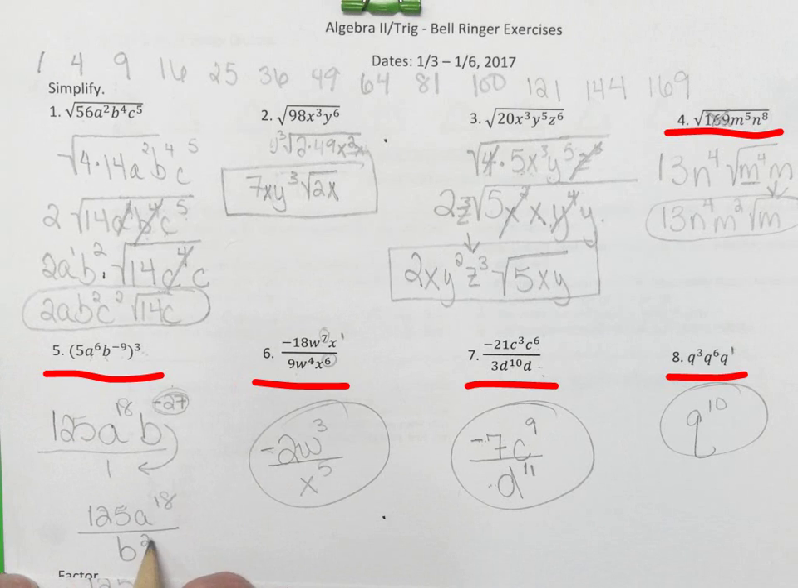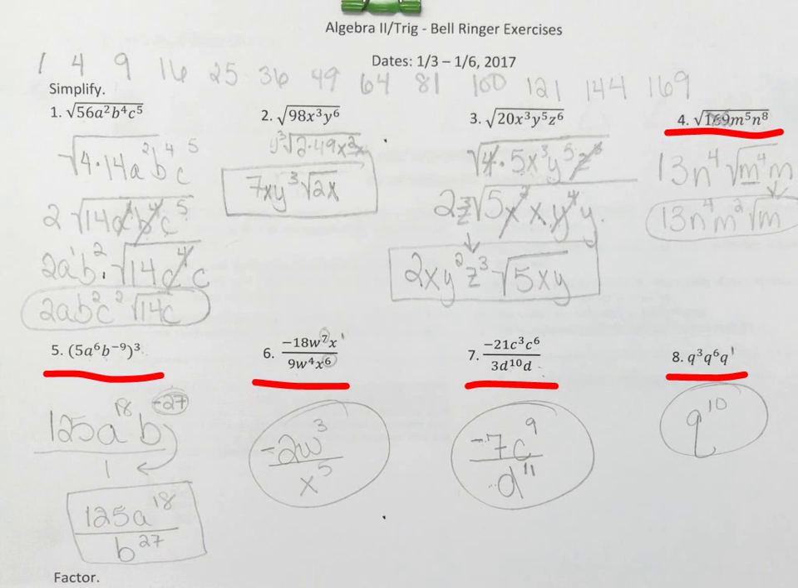Over b to the positive 27. There you go. Y'all okay? So 125a to the 18 over b to the 27. Positive 27. All right, here's what we're going to do.